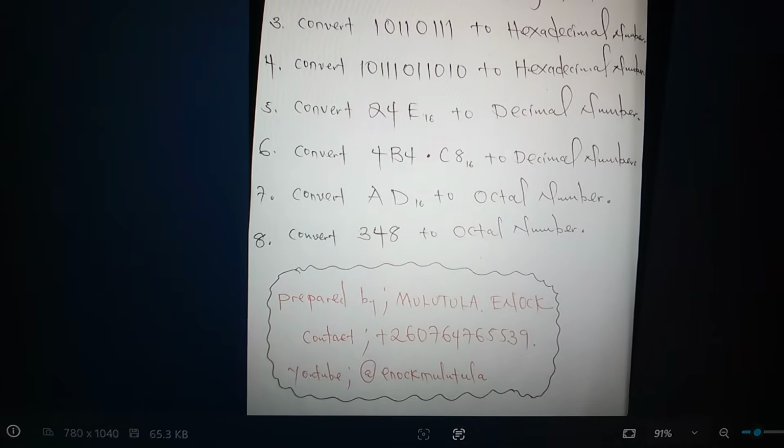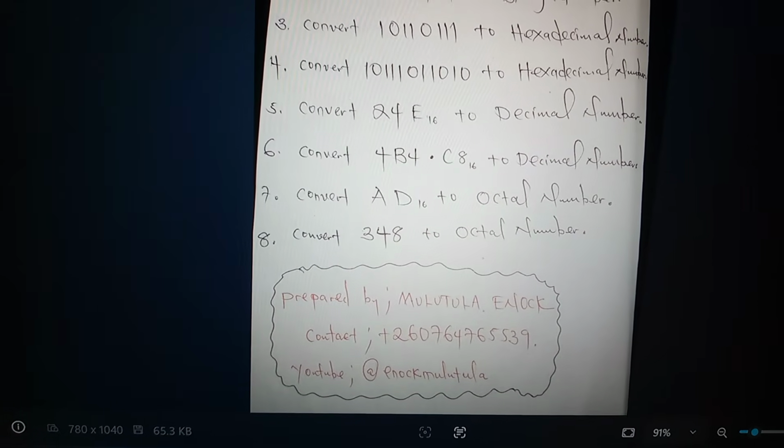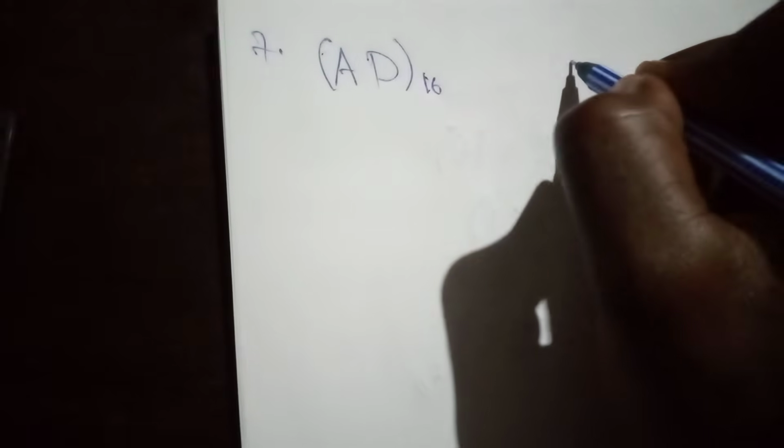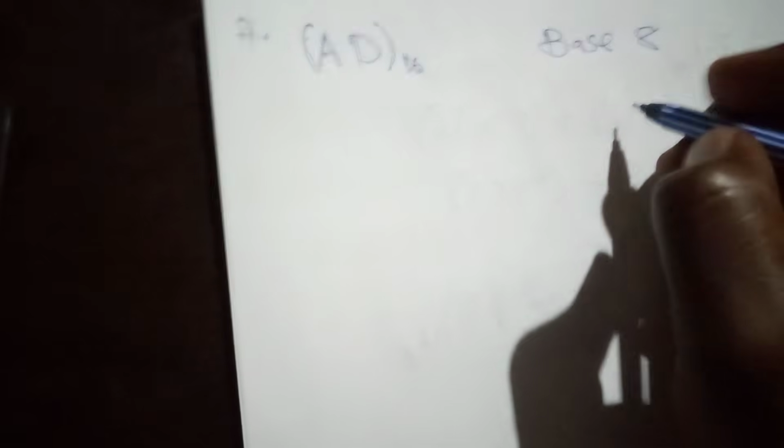They are saying convert AD to an octal number. So we can answer that one also. We have been given AD base 16, and they are telling us to convert it to an octal number. What you should understand is that an octal number is in base 8, but the numbers run from 0 to 7. That is for the octal numbers.